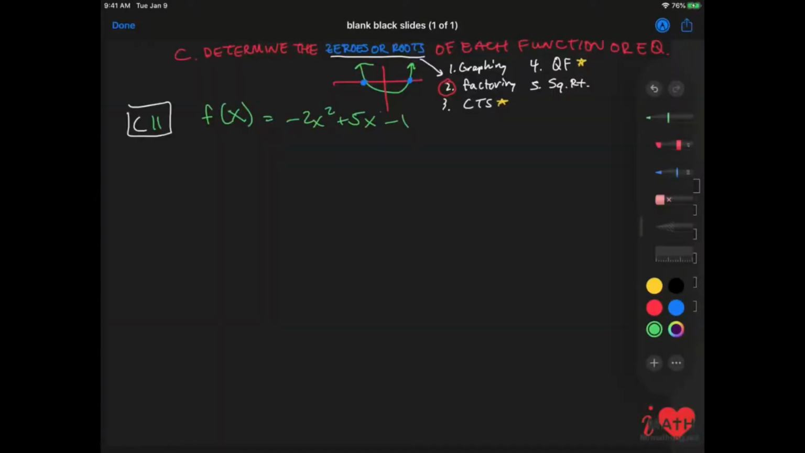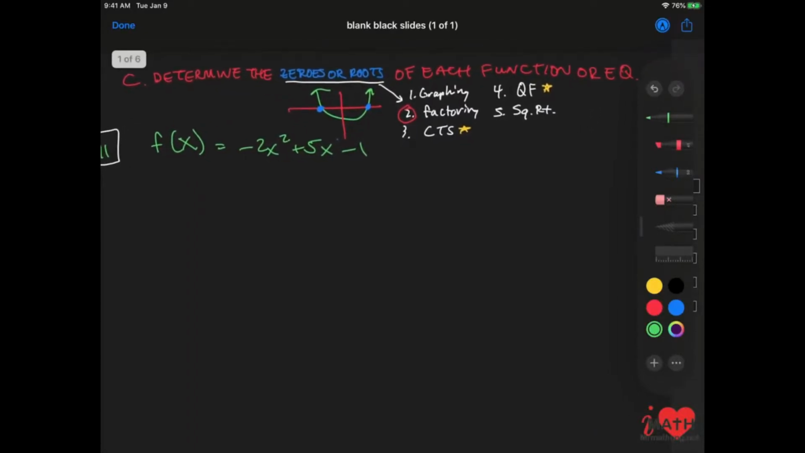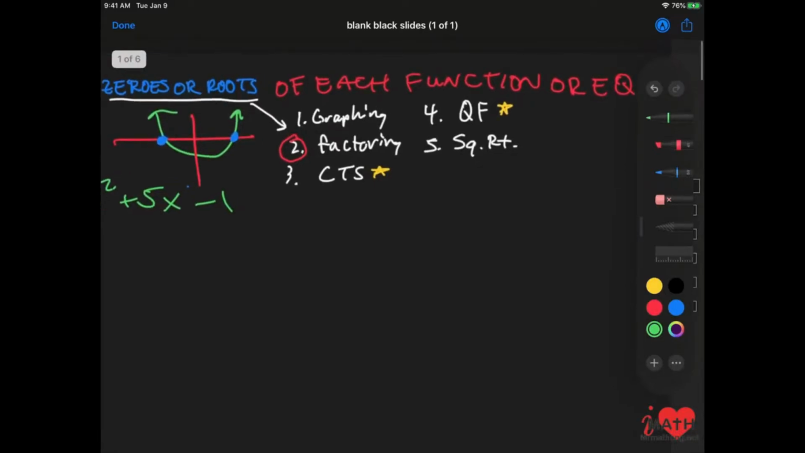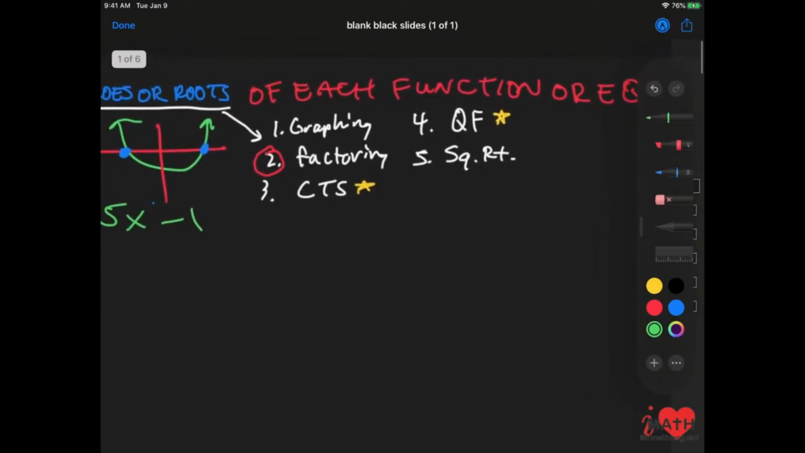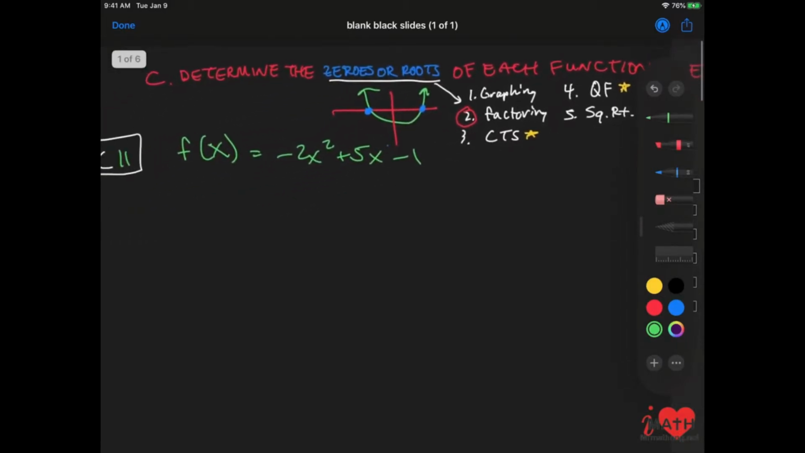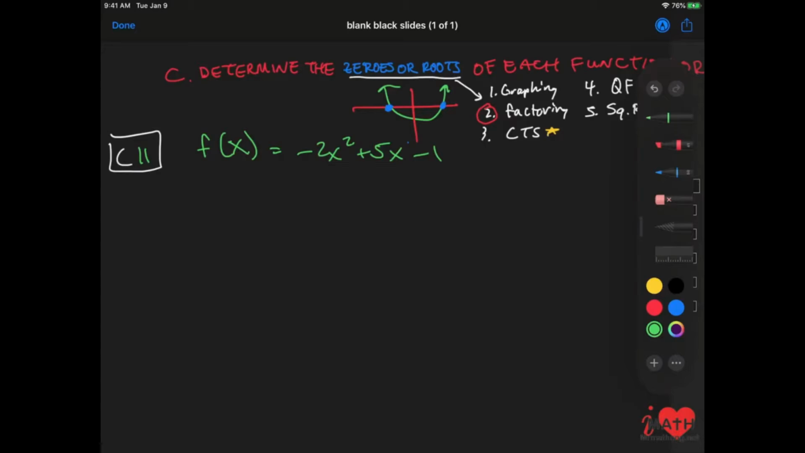I love math. All right, let's go ahead and try C11. Determine the zeros and roots of each function or equation. Remember to find those roots or x-intercepts. We're going to try one of these 5 methods. Remember, factoring there, one circled, is the easiest one, and then the stars will always work. So let's see if we can factor this one.